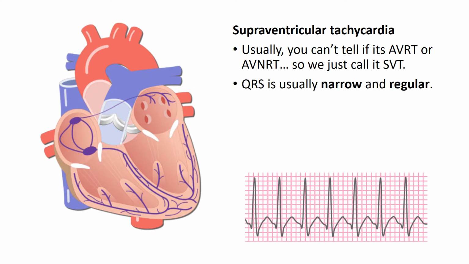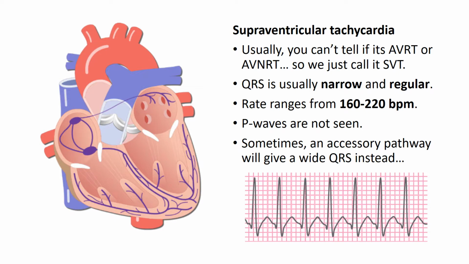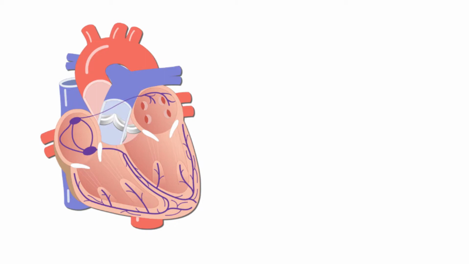In this strip, the QRS is usually narrow, and it's usually quite regular, and the rate is usually pretty fast, running from 160 to 220 beats per minute. In that strip, it's really hard to see if there's any P waves because all you're seeing really is T waves and QRSs and T waves and QRSs. So P waves are typically not seen here. Now, sometimes if you have an accessory pathway, that'll give you a wide QRS instead. So you might end up with something that looks like this.